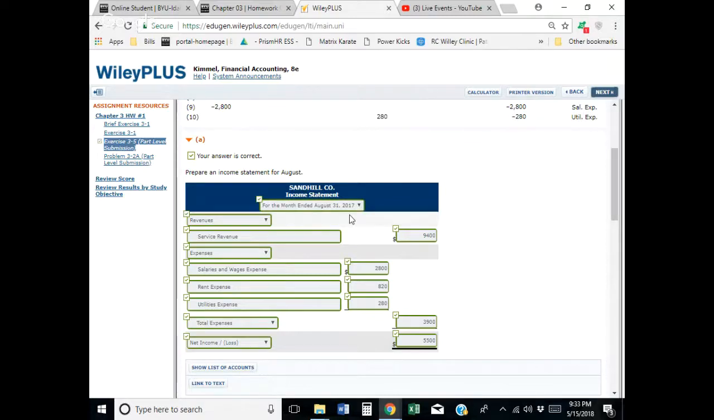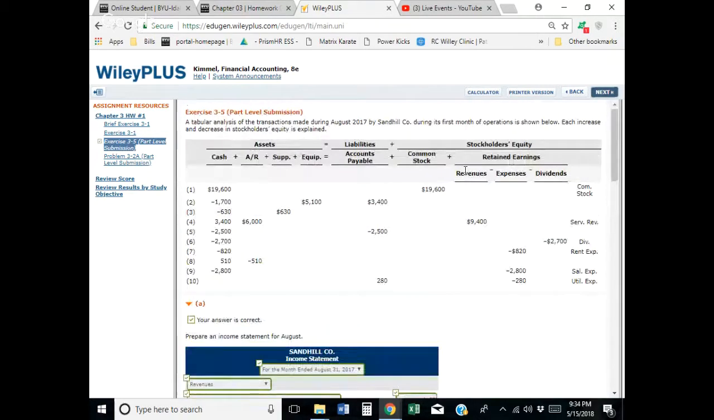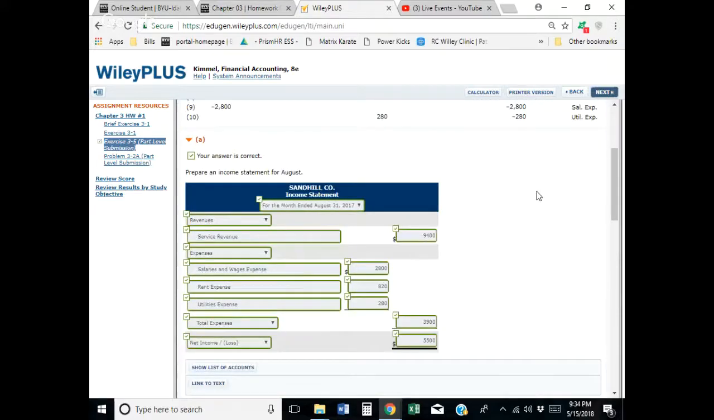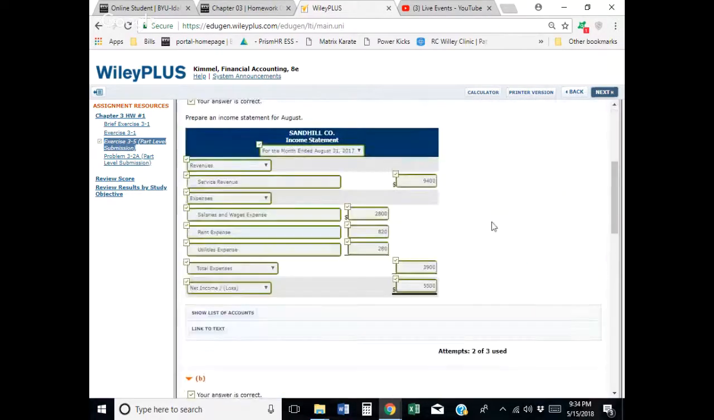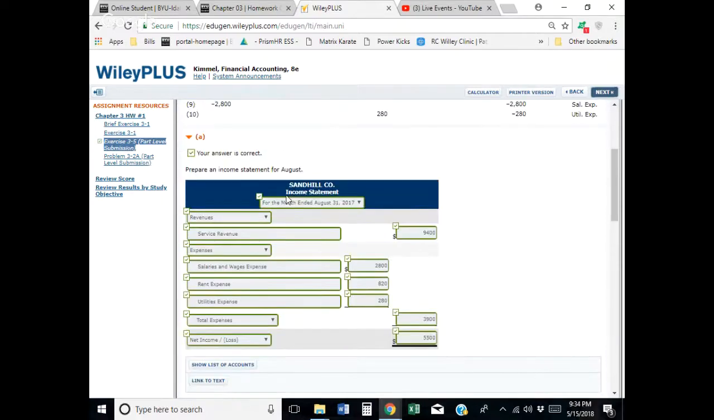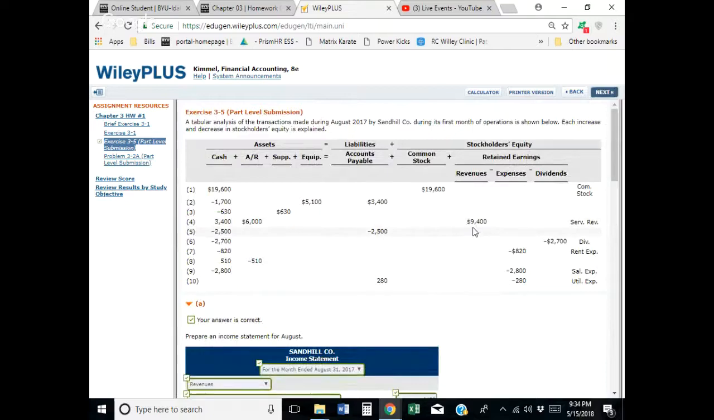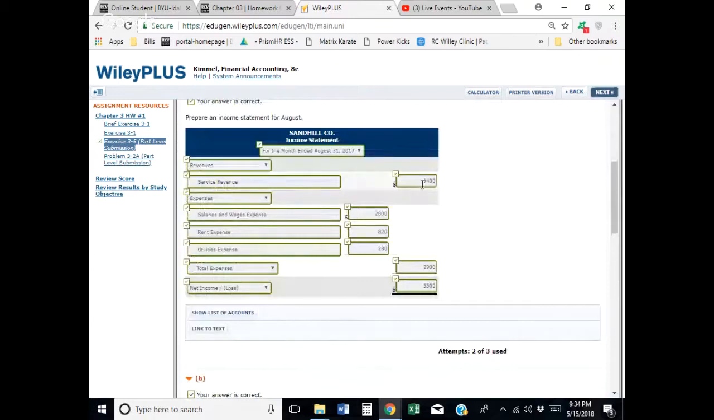So the first thing you want to put on an income statement is your revenues. If we look up here, under revenues, we have 1 entry under service revenue. You want to enter service revenue. Go down here, start typing in, and it'll bring up a menu. Just click on it. Again, you look up here: service revenue of $9,400. So there's $9,400 right here.